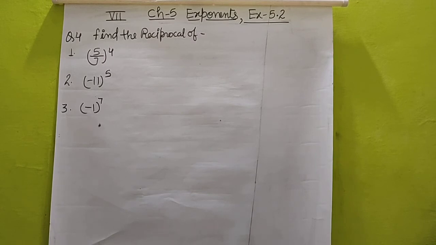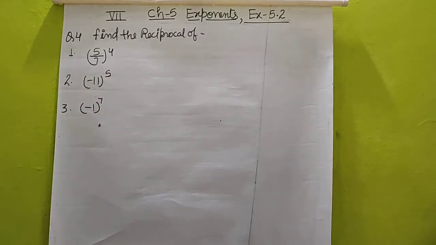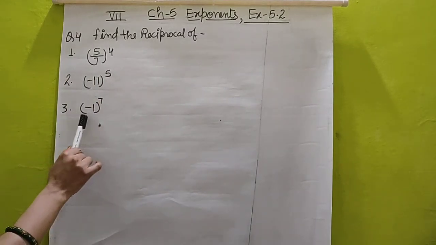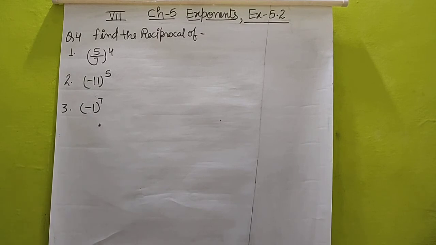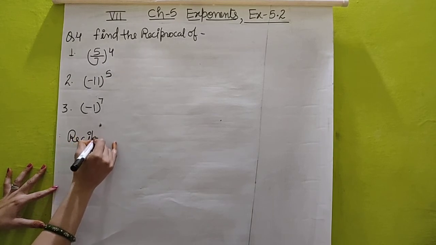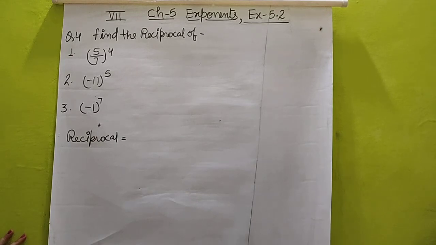Students, now question number 4 is: find the reciprocal of (5/7)^4, (-11)^5, and (-1)^7. Before solving this question, students, first we will discuss what is reciprocal. Reciprocal means, students, the opposite of the given number.